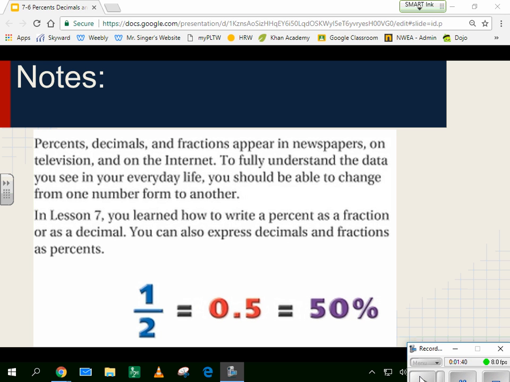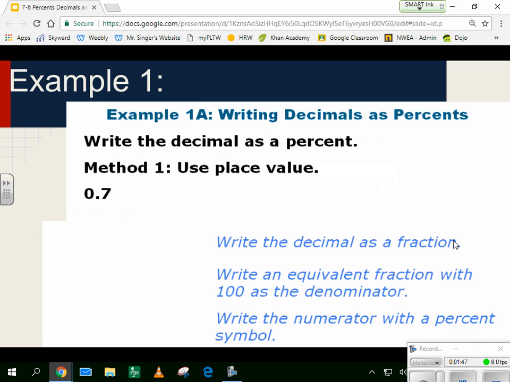I'm going to show you a couple different methods on each of them in our three examples that we're working with today. So the first example we're going to look at is how to write decimals as a percent. So taking it from here and turning it into something with a percent symbol. That's kind of what we're doing.